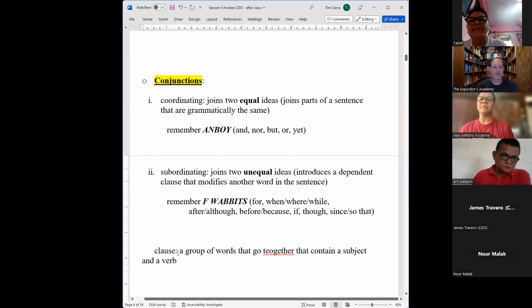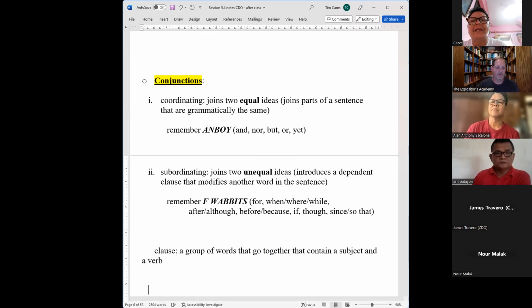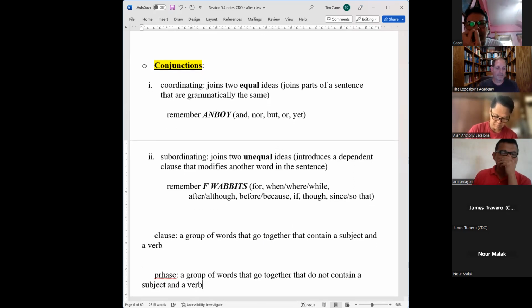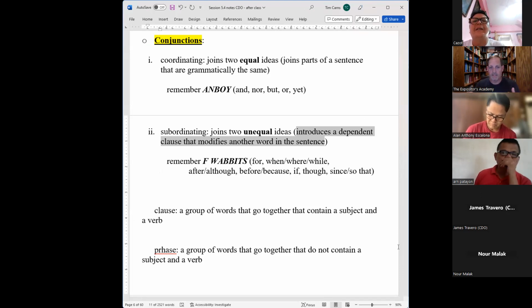Okay, so that's the clause. And then the phrase, if you'll remember, is simply a group of words that go together that do not contain both a subject and a verb. Okay. Now, a subordinating conjunction introduces a dependent clause. So it's a clause, but it's a dependent clause. It relies on something else in the sentence to give it meaning and understanding.